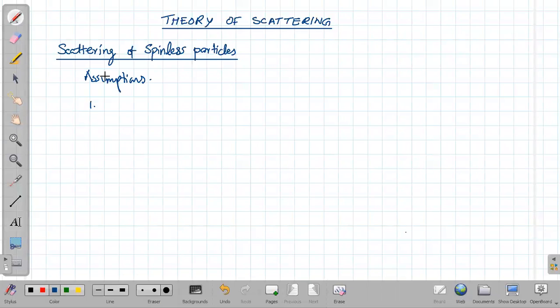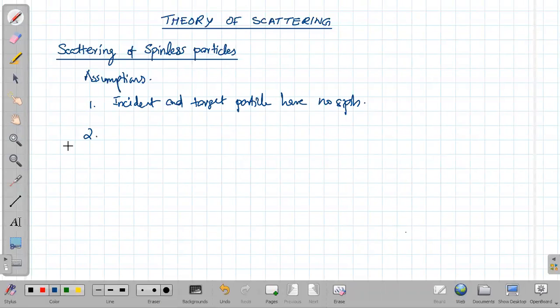The first assumption: since we are studying spinless particles, we can assume that both the incident particle and the target particle have no spin. This is a very simple assumption.